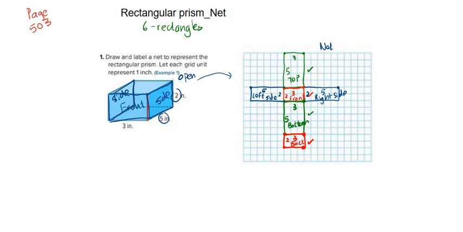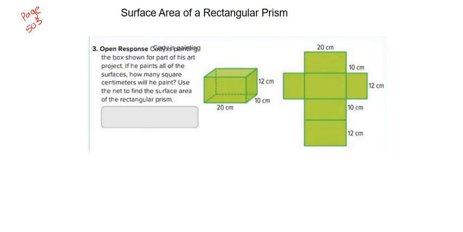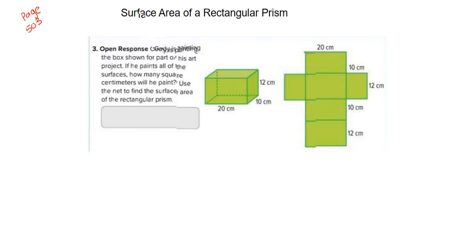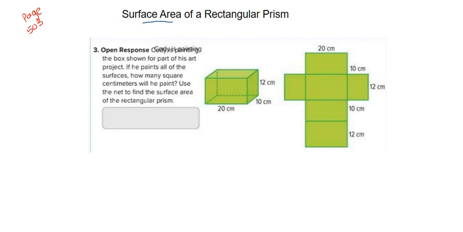All right, we're going to move on to the next part of this section, which is calculating the surface area of the rectangular prism. Now remember, we said the rectangular prism has 6 rectangles. So surface area means the total area of all the 6 rectangles. We're going to add them all up together. So let's start. You can use one of these two.